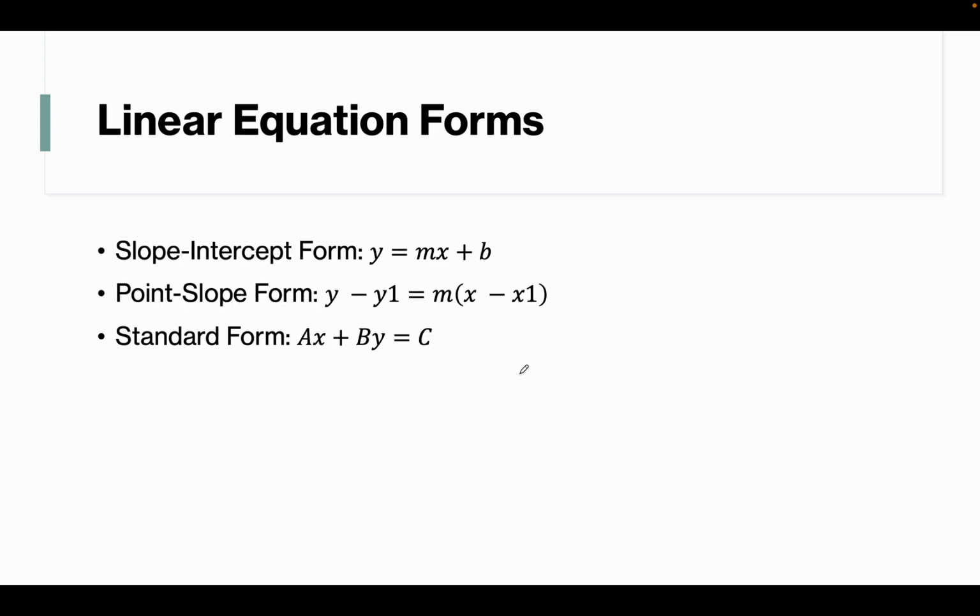There are 3 forms that we have learned for linear equations so far. We have learned slope-intercept form. Remember, that's y equals mx plus b. We have learned point-slope form. That is y minus y1 equals m times x minus x1. And standard form, ax plus by equals c.